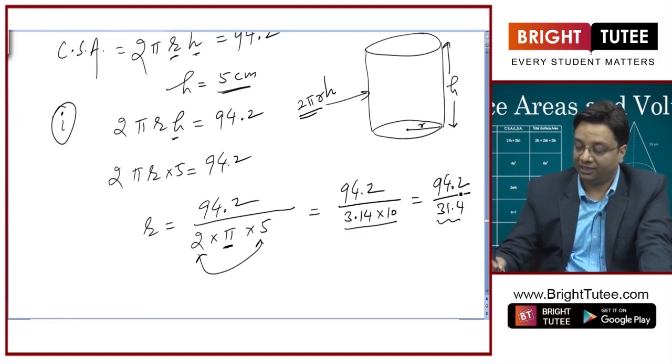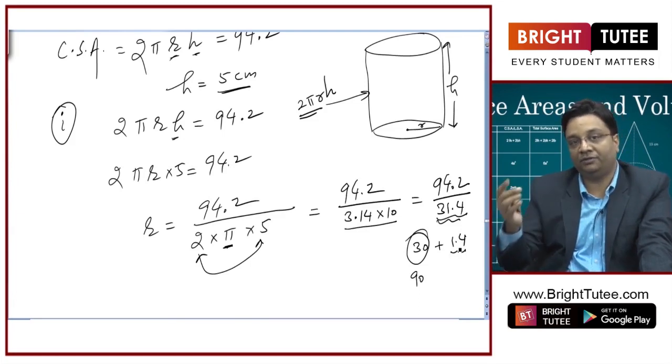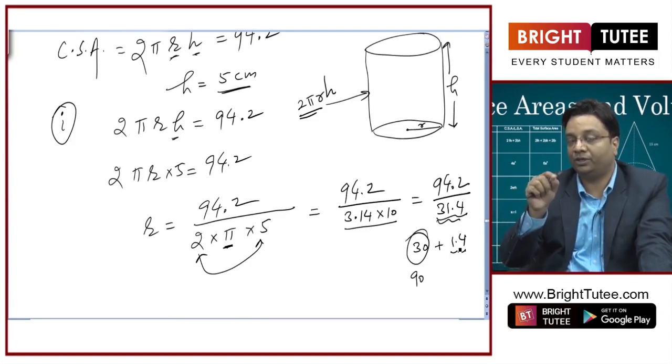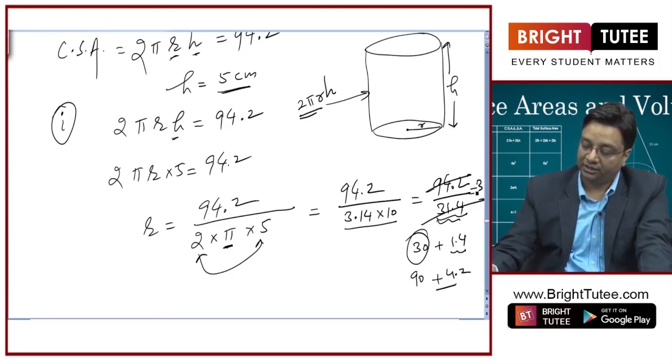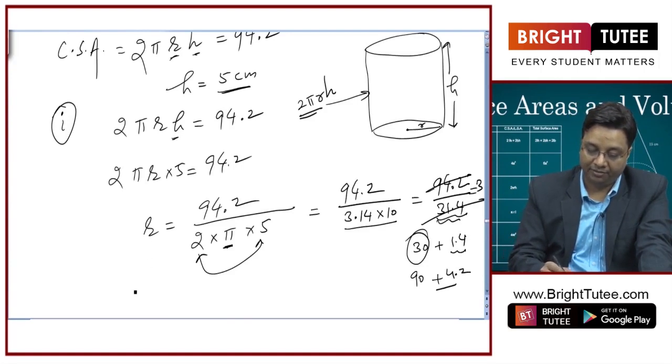If you cannot imagine it like this, look at 31.4 as 30 plus 1.4. 30 into 3 will give you 90, and 1.4 into 3 will give you 4.2. So this will be your answer, that is 3. So the radius r, the base radius, is equal to 3 centimeter.